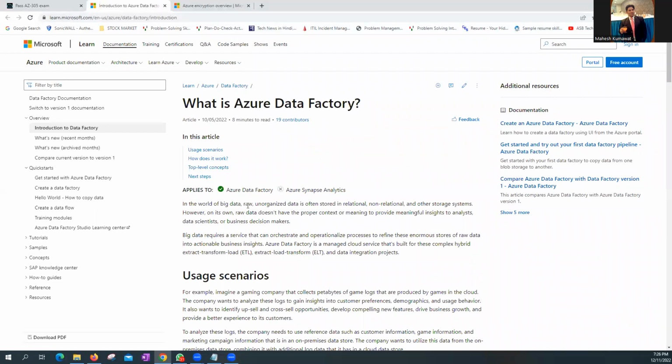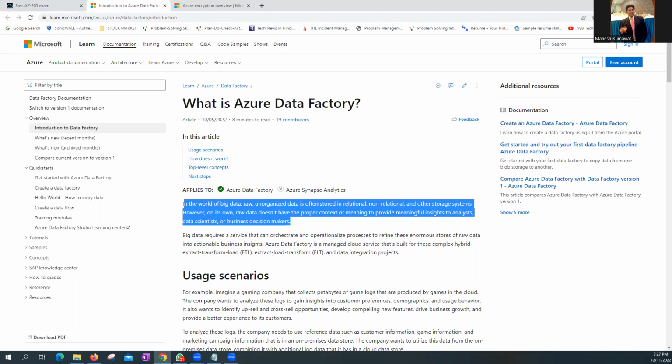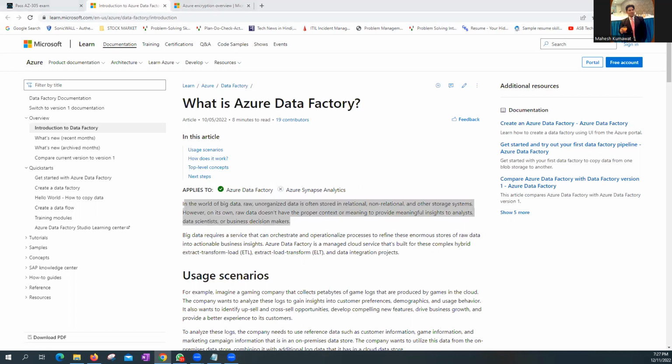So in the world of big data, raw and unorganized data is often stored in relational, non-relational, and other storage systems. However, on its own, raw data doesn't have the proper context or meaning to provide meaningful insight to analysts, data scientists, and decision makers. So you can see we have different types of databases available. In cloud computing, we have different types of clouds with different types of data, and we require different analytical skills.